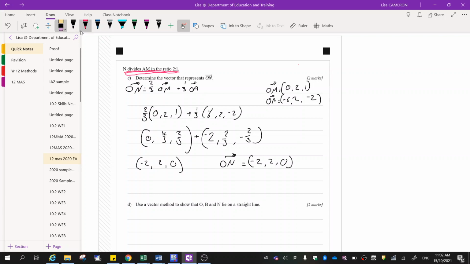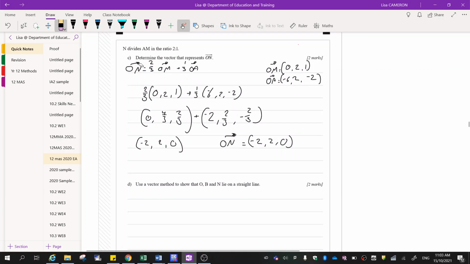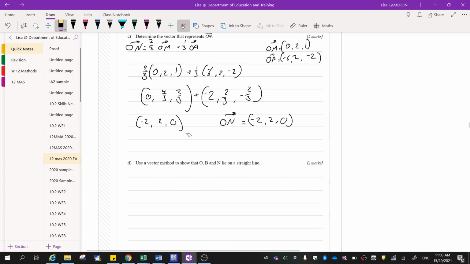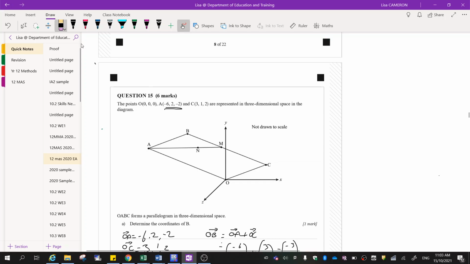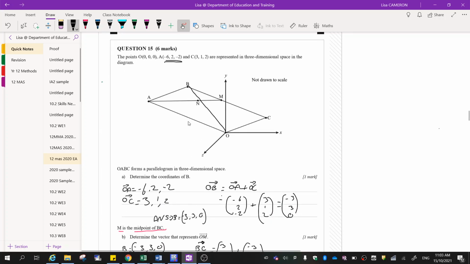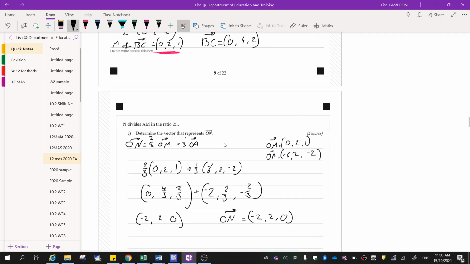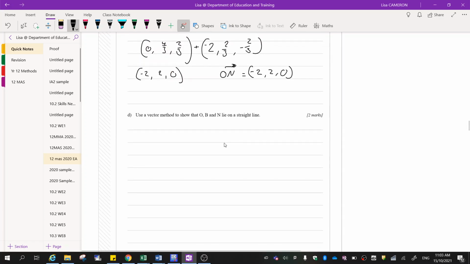Now, I'm just going to rub that bit out. Use a vector method to show that O, B, and N lie on a straight line. So if we go back up, that is from here into here into here. The way we'd want to do that is work out what OB is, which we have already done, which was here, -3, 3, and 0. And then we want to work out what ON is, which is what we just worked out, -2, 2, and 0. I'm going to write them out here, see if you guys pick up on anything.